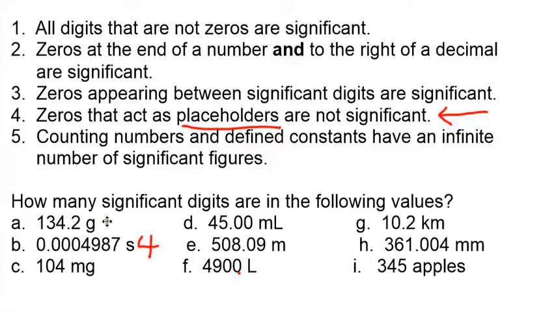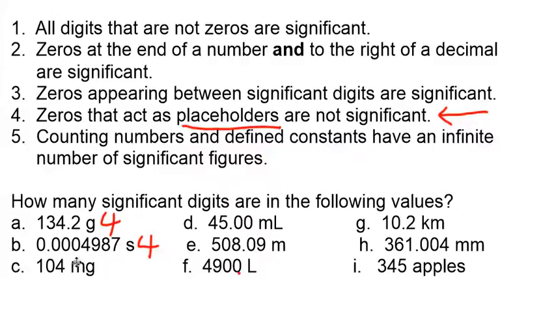If we look at practice A, 134.2 grams, these are all non-zero digits, so all 4 of those are significant. I also want to quickly mention rule number 5. This is if we're counting, or if we have what we call exact numbers, which we use for defined constants. All that really means for rule 5 is that when we have these values, we don't take their values into account for our significant figures. So let's look at practice C.